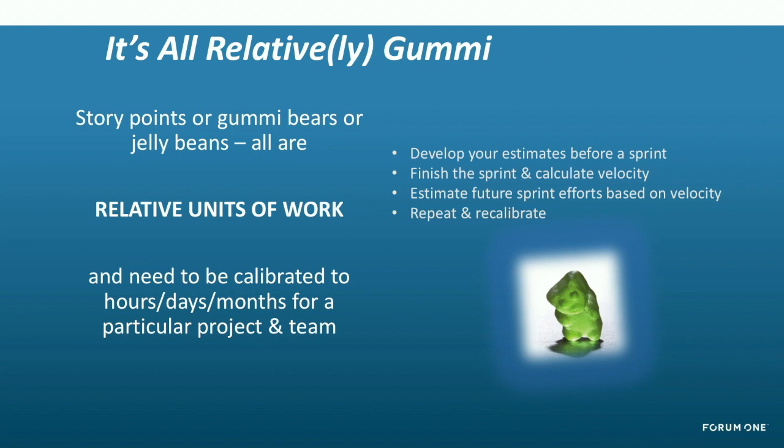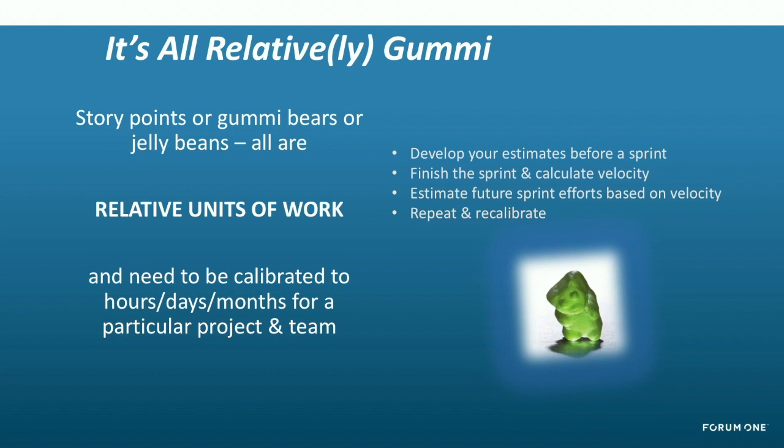So instead of story points, you can also use, and this is one of the sprinty, scrummy things, anything as a relative measure. So gummy bears are very commonly used to measure and estimate sprint items. But the point is that story points, gummy bears, jelly beans, donuts, whatever you want to use, they're relative units of work. And they need to be calibrated to the velocity of the team based on historical data.